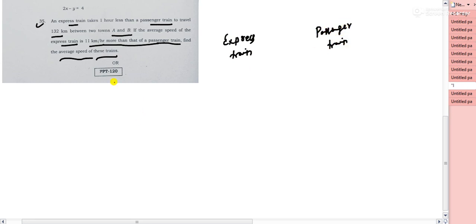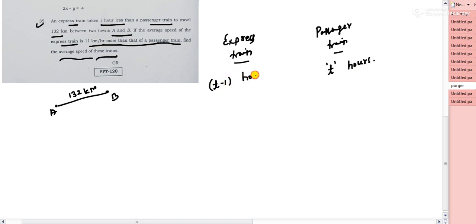So now see, an express train takes 1 hour less than the passenger train. So these two are traveling, as per the question, from A to B, and the distance between A and B is 132 kilometers. Now if the passenger train takes t hours, the express train will take 1 hour less. It means it will take t minus 1 hours.